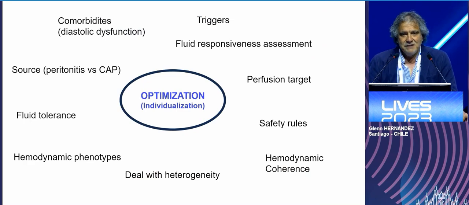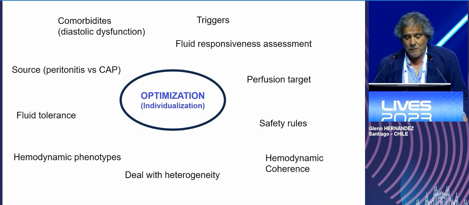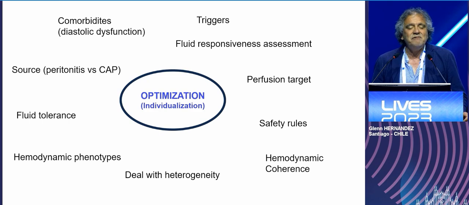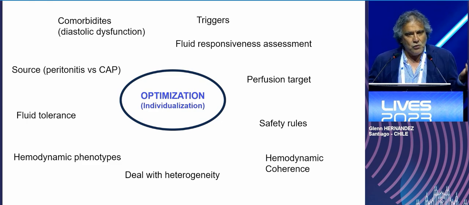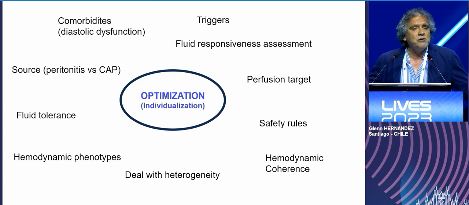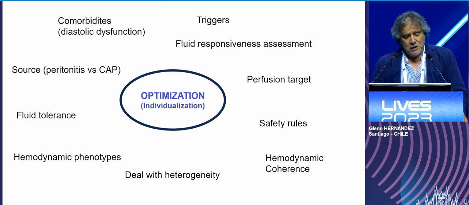But this slide is probably the most important that I will show, besides the final one about our recommendation. When we speak about optimization or individualization, it is a very complex problem. It's like climbing Everest. Because first, when you speak about optimization, you have to consider the comorbidities, as was said by Armand before. A patient with diastolic dysfunction and a community-acquired pneumonia, of course, is at high risk of not tolerating fluids. And the source, of course, is not the same: peritonitis versus a community-acquired pneumonia.